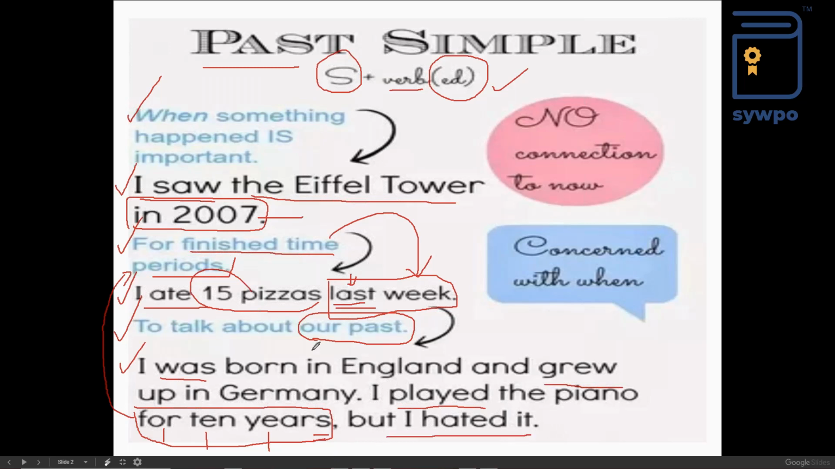But I hated it. So if you notice, was, grew, and then played and hated, everything is written in past. That's because we are talking about our past. So when we talk about our past, we use the second form of the verb and we write in simple past. We talk about finished time or period of time. We speak about an action that is important and happened in the past in simple past tense.